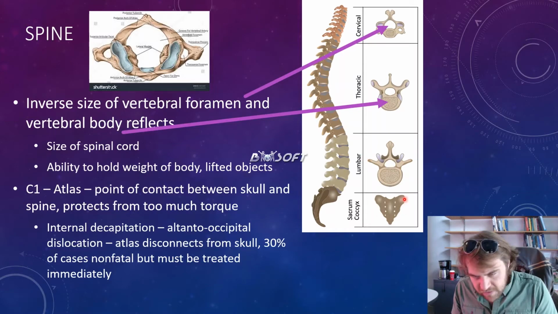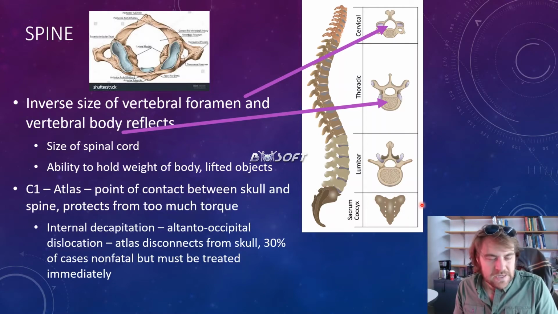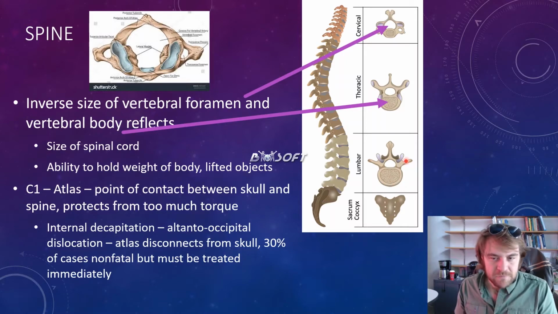The sacrum and the coccyx kind of have these wing-like things on the side that are analogous to a transverse process, but again, we're really only going to be focusing on these three here. So this is the transverse process. You'll see why that's important in a second.